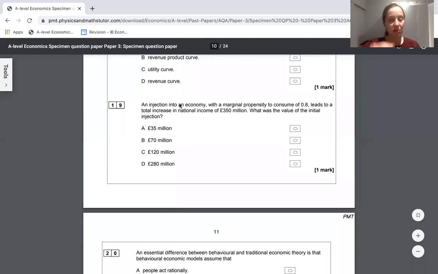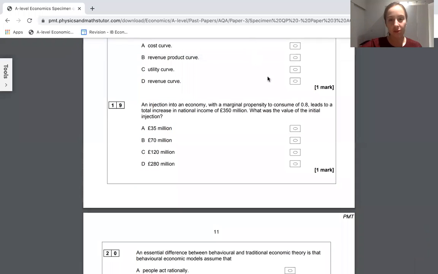Okay, multiplier. Be prepared with lots of equations, the possible equations to work this out. You never really know which one they'll ask you. I'm going to write a couple of them down that you need for this one. So 1 over 1 minus MPC. They give you the MPC of 0.8, giving you a multiplier of 5.